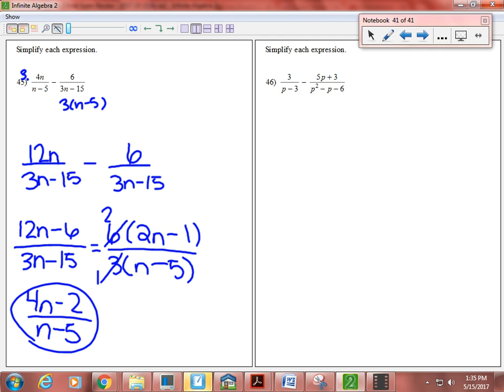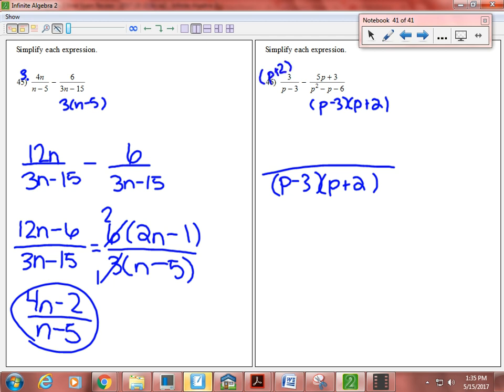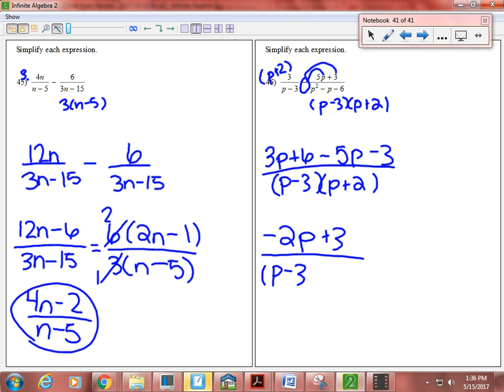46. So factoring this, I get p minus 3 and p plus 2. So that is going to be my common denominator on here. So p minus 3, p plus 2. I'm going to go ahead and put this into one fraction. So the only thing I need to multiply by on this side now is p plus 2, because I already have the p minus 3. So this is going to give me 3p plus 6, and then the right-hand side is going to stay exactly the same. But remember, this negative sign has to go to both of these. So there's a minus sign. Simplify this as much as you can and get negative 2p plus 3, and then our denominator is going to stay like that.